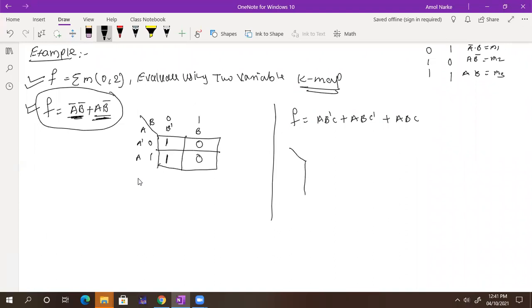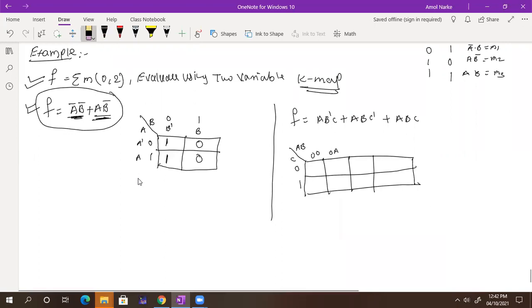Either you can write it in any way, horizontal or vertical. So here we have 0, here we have 1. Here what we have 0, 0, then 0, 1, then here we have 1, 1 as we have discussed, and here 1, 0.